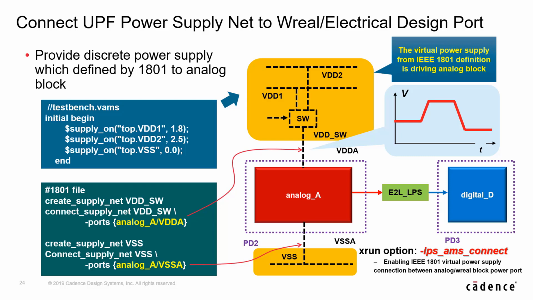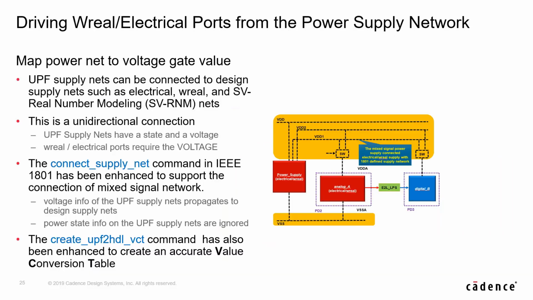In fact, it goes through a VCT table again. If you take it in one direction, the UPF supply net can be connected to anything. This is a unidirectional connection. You simply use the connect_supply_net command in 1801, which we have enhanced to support the connection to a mixed signal network. In other words, we make sure that the voltage information of the UPF supply net propagates to the voltage value of your WREAL or electrical world, and we simply ignore the power state information of the supply net because we don't care about it in your electrical world.